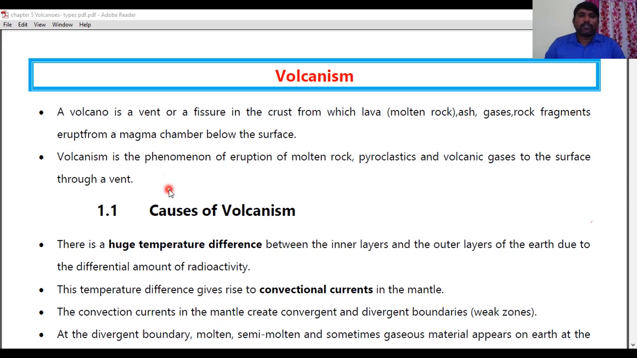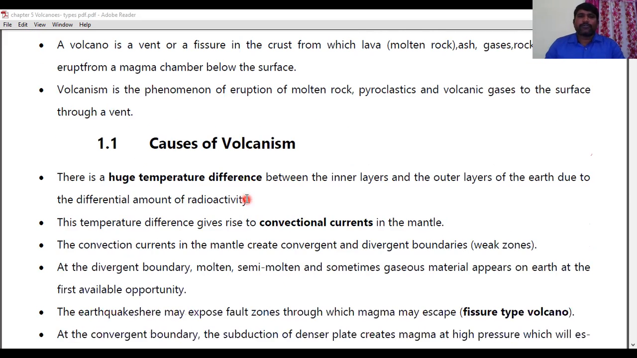Now, let us discuss the various causes for the origin of volcanoes. There is a huge temperature difference between the inner layers and outer layers of the earth due to the differential amount of radioactivity. This temperature variation gives rise to convectional currents in the mantle. The convectional currents in the mantle create convergent and divergent boundaries, that is, weak zones.